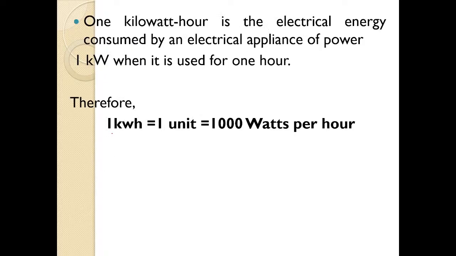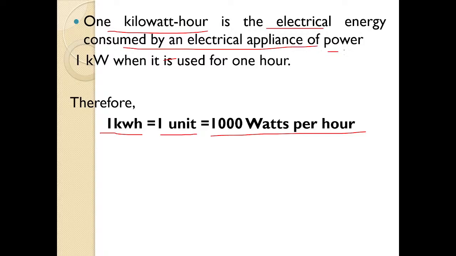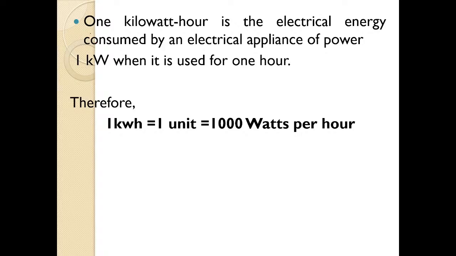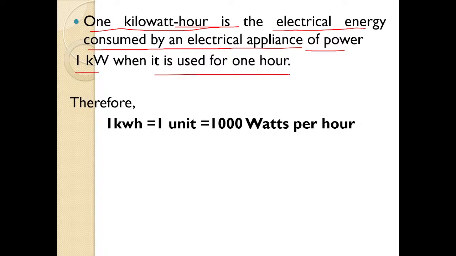So we can say 1 kilowatt hour is equal to 1 unit, that is equal to 1000 watt hours. If you want to define 1 kilowatt hour, we can say it is the electrical energy consumed by an electrical appliance of power 1 kilowatt when it is used for 1 hour. This is the definition of 1 kilowatt hour. You can write it down.